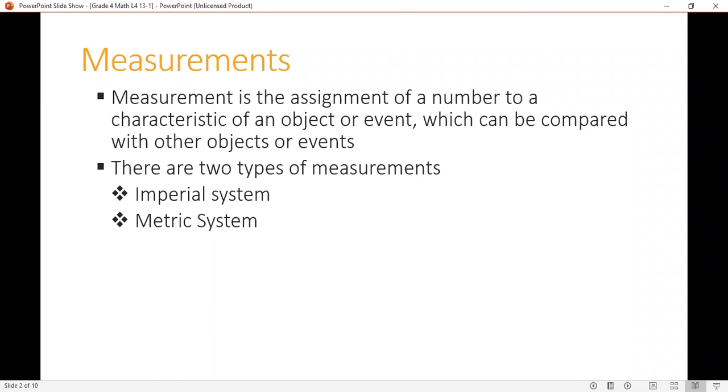Measurements. What is a measurement? It is an assignment of a number to a characteristic of an object or event, which can be compared with other objects or events. There are two types of measurements, the imperial system and the metric system. The imperial system uses pounds, ounces, and yards, for example, where the metric system uses meters, kilometers, or grams, milligrams, and so forth.